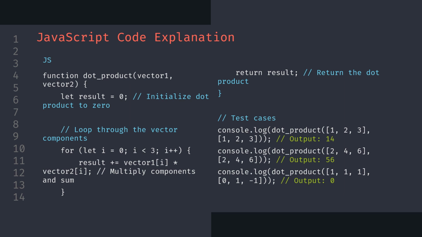This ES5 implementation calculates the dot product by first initializing a variable to store the result. Second, by looping through the components of the two vectors. Third, multiplying corresponding components and summing them into the result. The final result is returned after the loop completes.